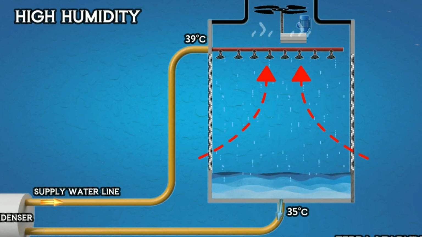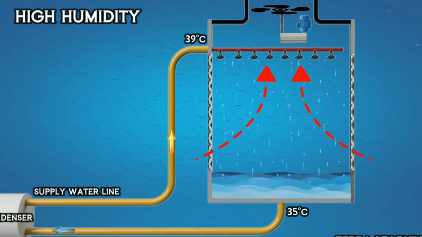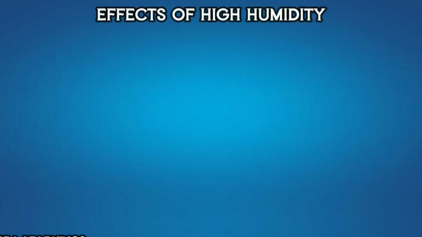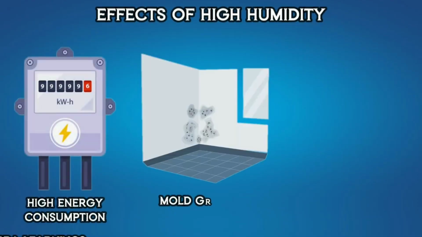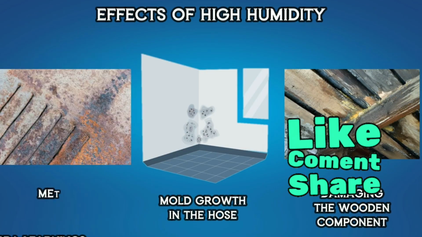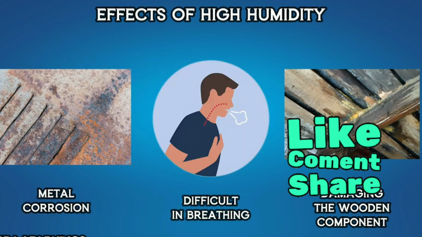These are just some of the problems caused by high humidity. Besides these issues, high humidity can cause many other problems. For example, high humidity can lead to increased energy consumption, mold growth inside homes, damage to wooden components, corrosion of metal components, and exacerbation of asthma and allergies.